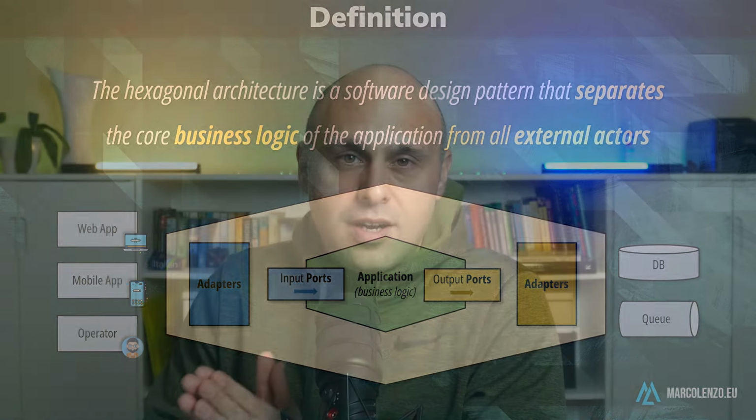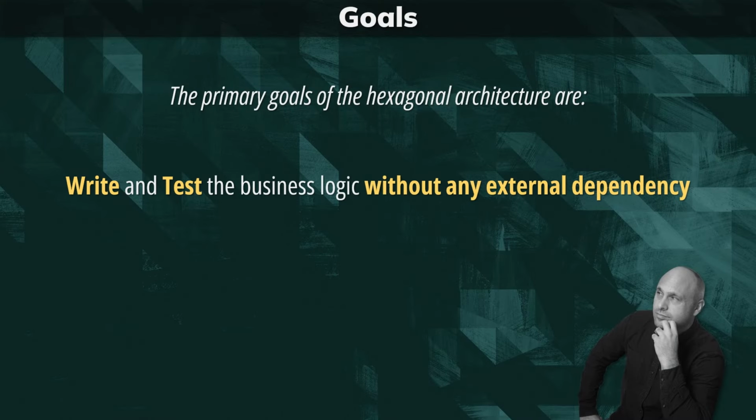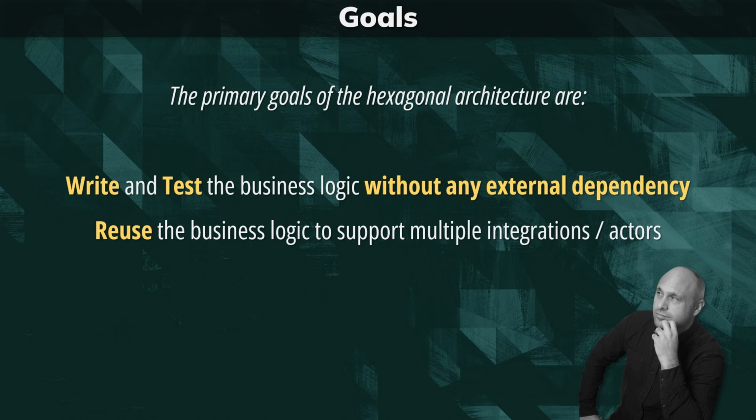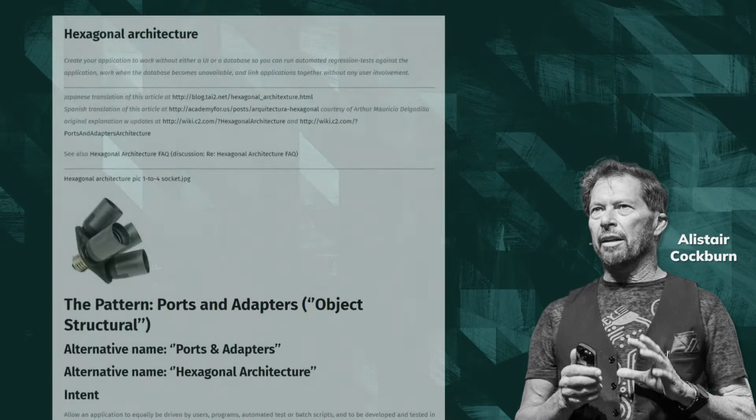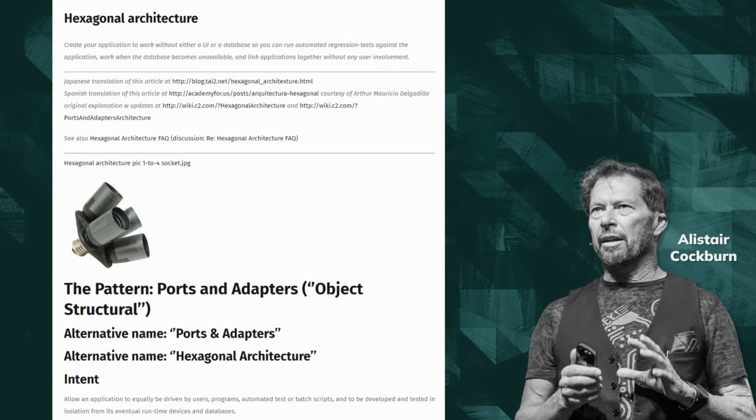This strong segregation of the application's core is motivated by two key goals of the hexagonal architecture: being able to write and test the business logic without any external dependency, and reuse the same business logic to support multiple integrations. But why are these goals important? Alistair Cockburn formalized the hexagonal architecture in 2005.